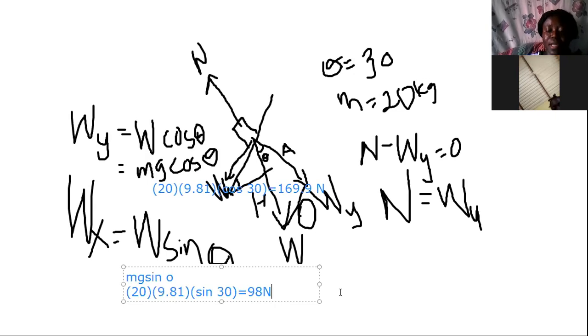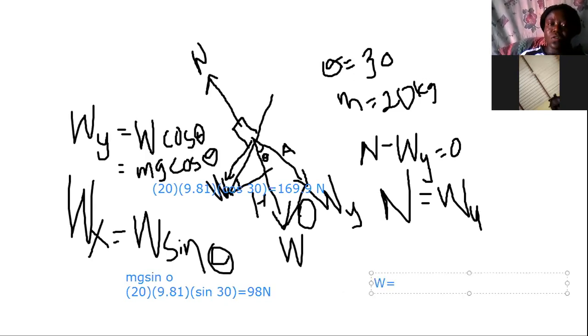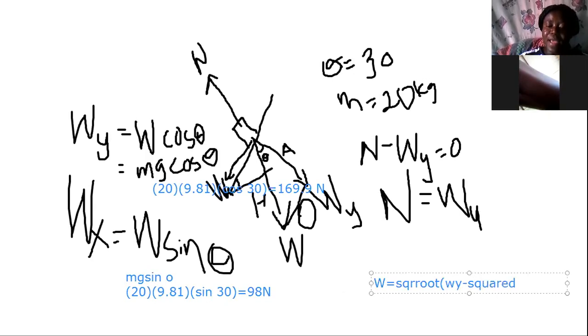So you will see in Y we get 169.9, and in X we got 98. So which means the total weight is going to be equal to the square root, which I can't put up here, so I can just write it like a square root of the weight in Y squared plus the weight in X squared.